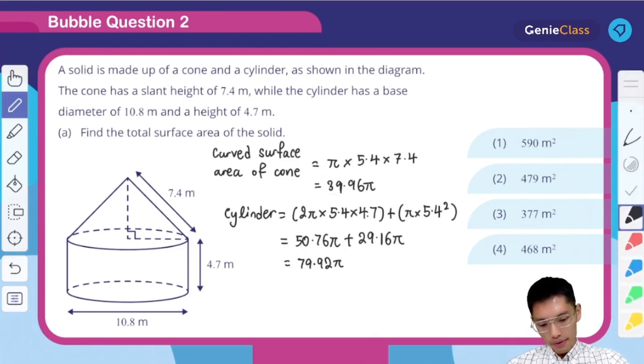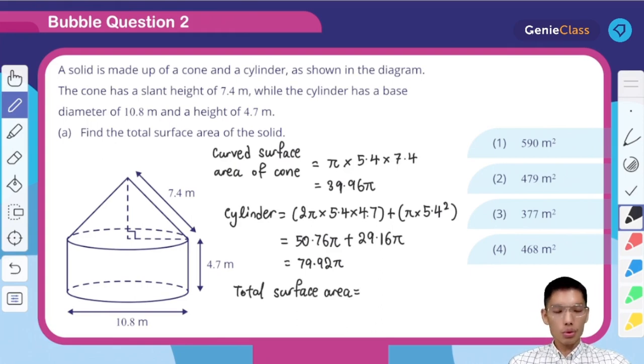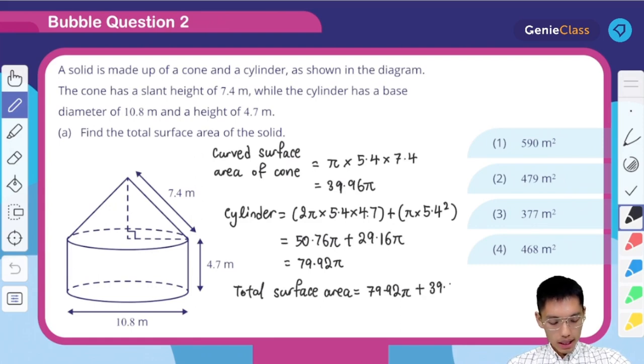And that's where we have my total surface area to be equals to, just add these two up, 79.92 plus 39.96, include my pi as well, do not exclude my pi. Okay, this is equals to 119.88 pi.